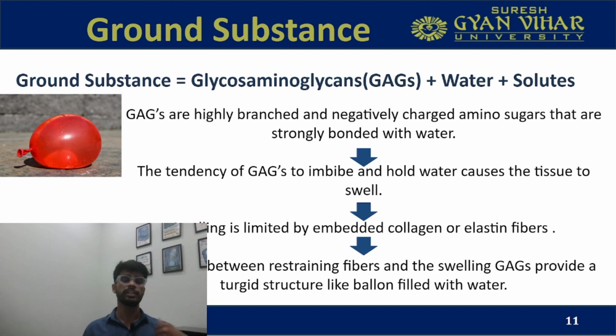You can see that if we fill water in this balloon, the shock absorption capacity of the balloon increases. In the same way, the shock absorption capacity of the connective tissue increases if glycosaminoglycans are present in numerous quantity. We refer to glycosaminoglycans as GAGs. They are responsible for increasing shock absorption capacity by attracting water, because they are negatively charged and hydrophilic. That causes the tissue to imbibe water, and that results in better shock absorption.